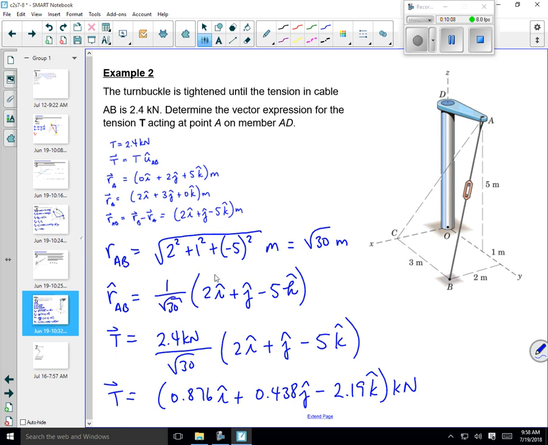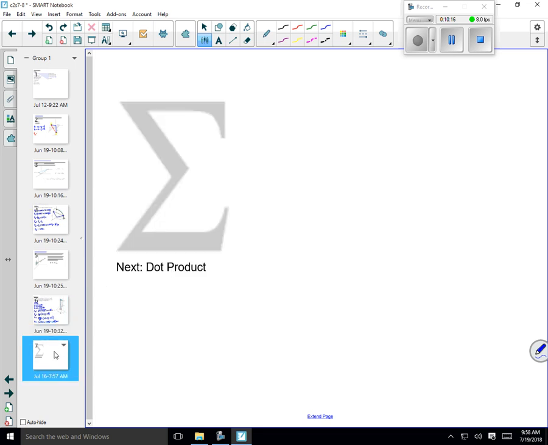This is going to come up over and over and over. So make sure you understand how to do this because you're going to use it. I've got one more topic on vectors, and that's going to be the dot product. That'll be next time.